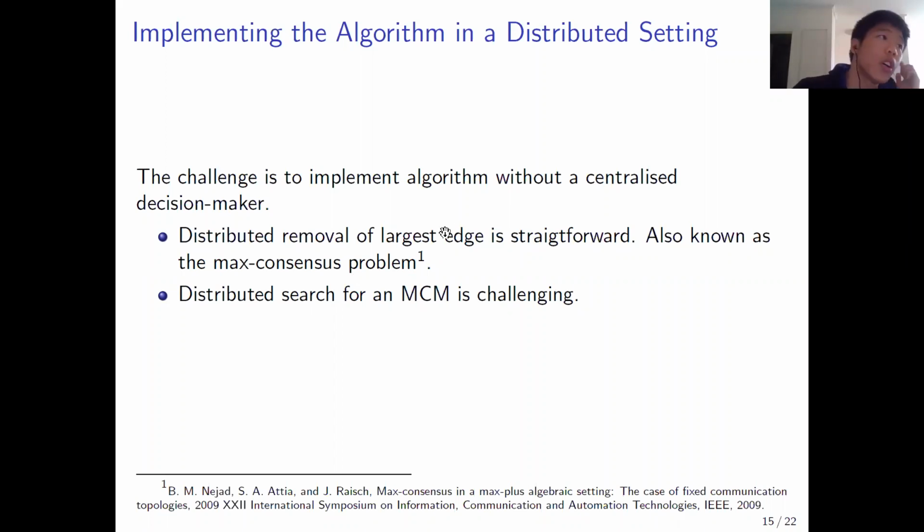Now, the distributed removal of a largest edge with a set of distributed agents is actually quite straightforward. It's known as the max consensus problem. I might have a bit of time to go through it later, but I've left those slides as extra slides if anyone has any questions on how to do that. The more interesting thing that I'm going to talk about today is how to do a distributed search for an augmenting path, the second part.